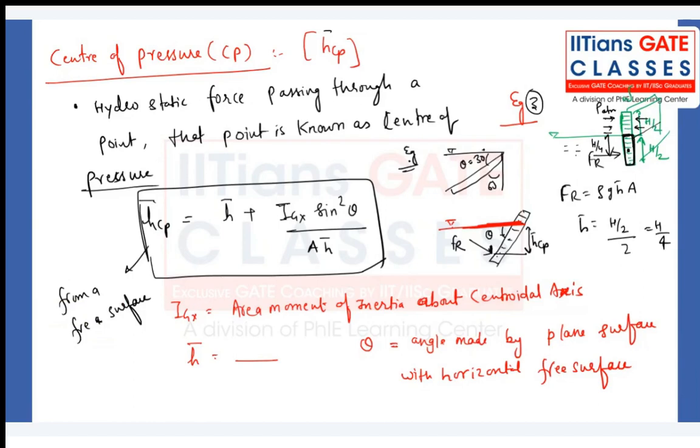Now tell me, will the center of pressure be below the center of gravity, always coinciding, or above the center of gravity? What we call h bar, will h bar cp be below that of h bar, or what? From the calculation also you can see h bar cp will be below h bar.